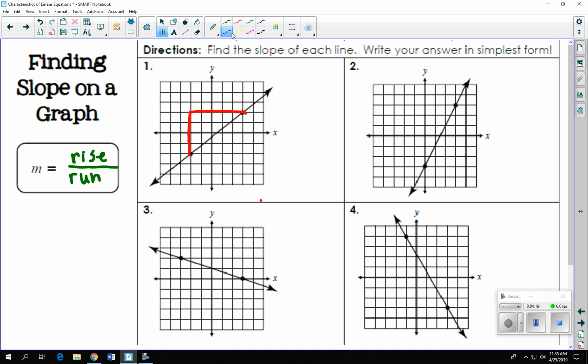1, 2, 3, 4. And because I'm going in the up direction, it's a positive 4. Now I run from here, 1, 2, 3, 4, 5. And because again I'm going in a positive direction, I will have a positive 5. My slope is my rise over run, so for this example, my slope will become 4 over 5. For number 2, I'm going to do the same exact thing that I did with number 1, create my triangle.